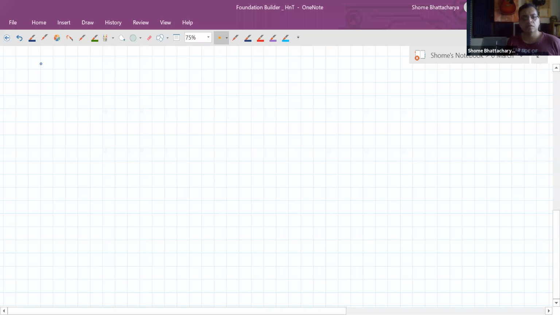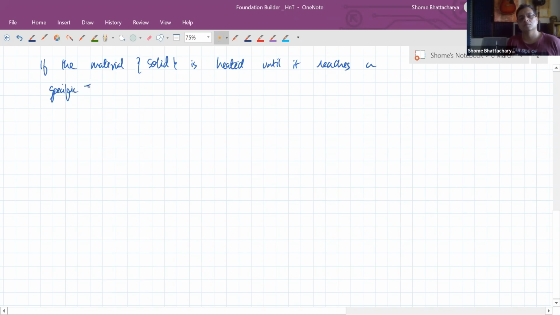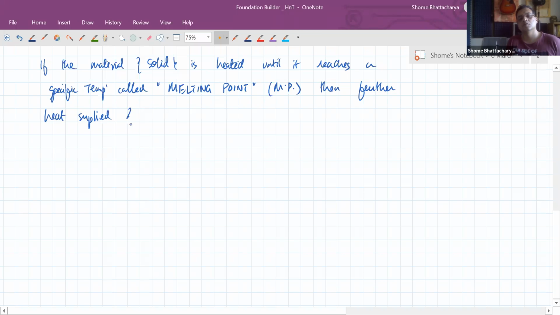Now we'll also see the next thing, that if the material, for example, the solid is heated until it reaches a specific temperature called melting point, then further heat supplied at the temperature equal to melting point results in state change, okay, from solid to liquid.